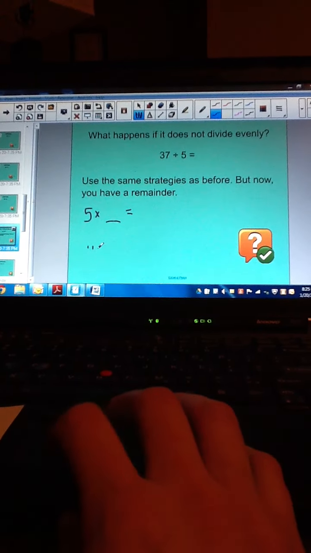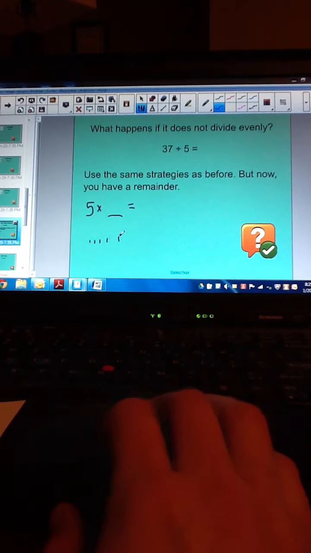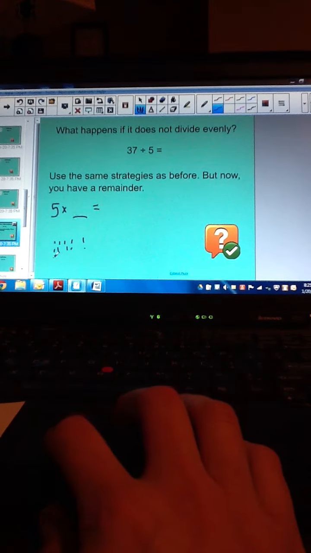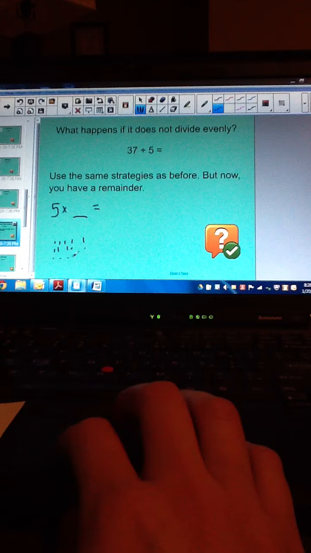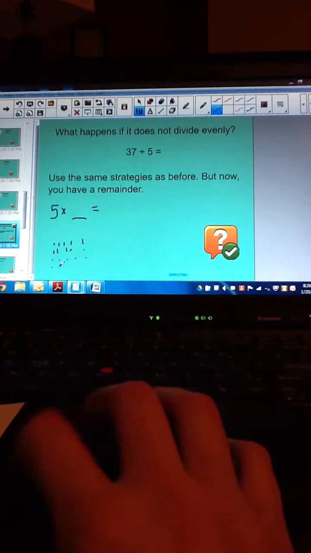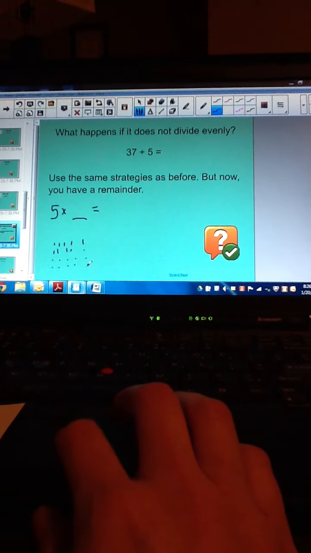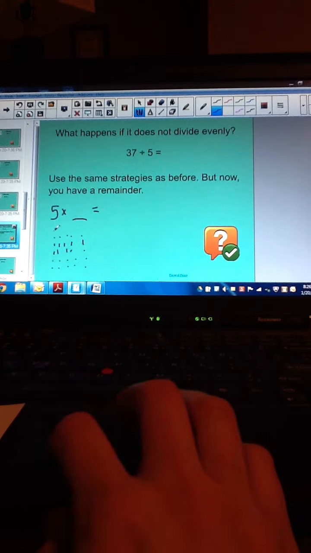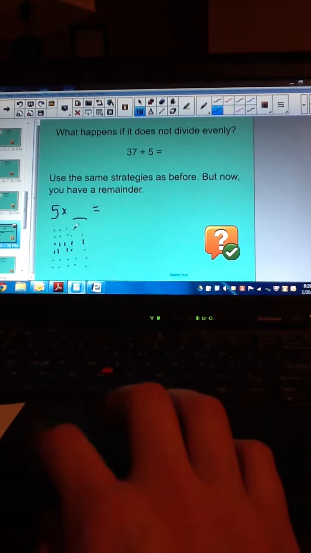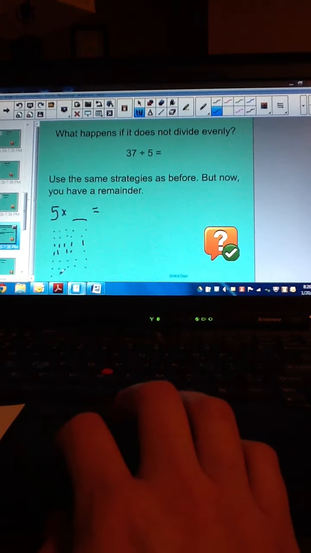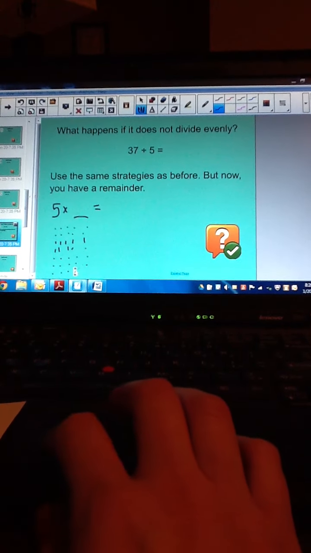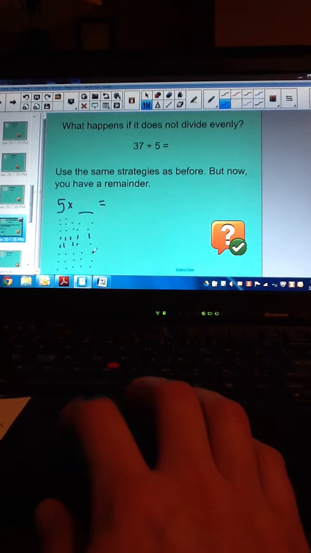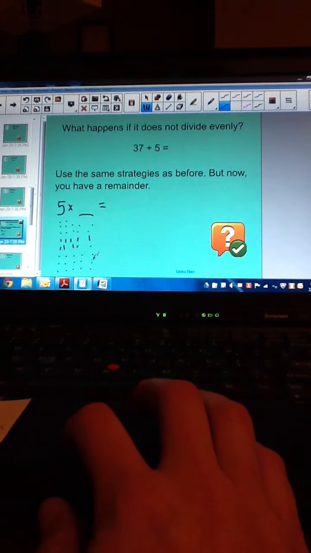5 rows. 1, 2, 3, 4, 5, 6, 7, 8, 9, 10, 11, 12, 13, 14, 15, 16, 17, 18, 19, 20, 21, 22, 23, 24, 25, 26, 27, 28, 29, 30, 31, 32, 33, 34, 35, 36, 37.